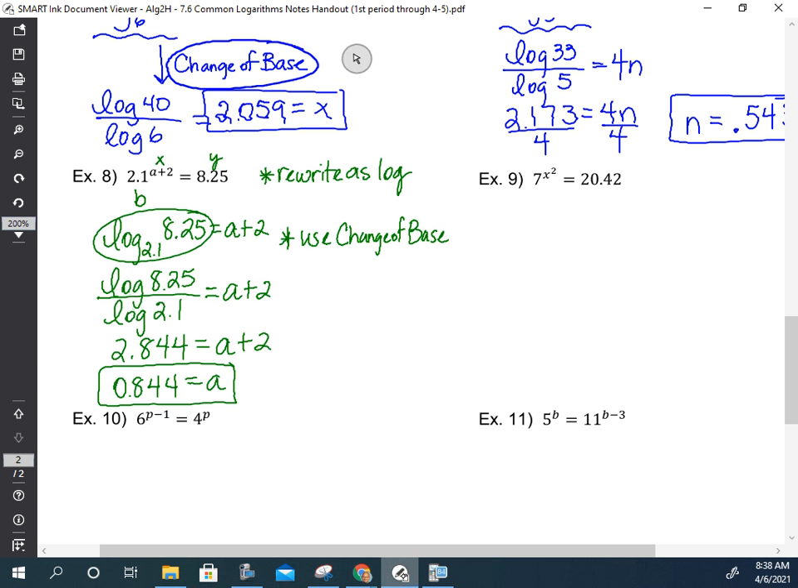So again, the main two things there: rewriting it as a logarithm and using change of base. Other than that, it's a fairly straightforward equation. Any questions? If not, then let's go to 9.